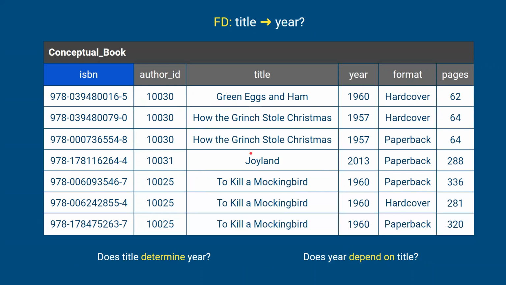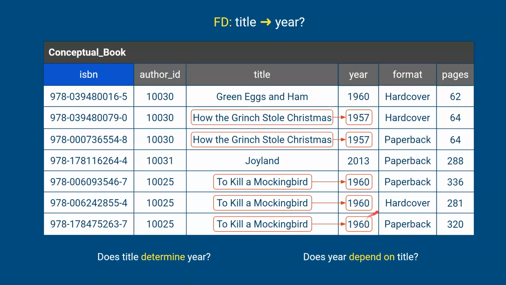Does the title determine the year? This is, by the way, the copyright year, not the publication year. Does the title determine the year? Yes. How the Grinch Stole Christmas is 1957. That's when it was made. To Kill a Mockingbird, even though these have different numbers of pages, the year here is the copyright year, or the year written, rather than the year this edition was published. So in this case, yes, the title determines the year as well.